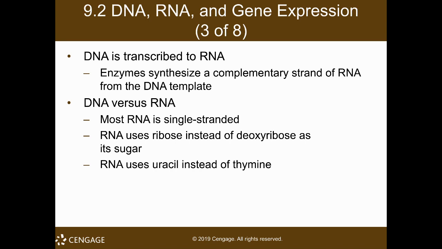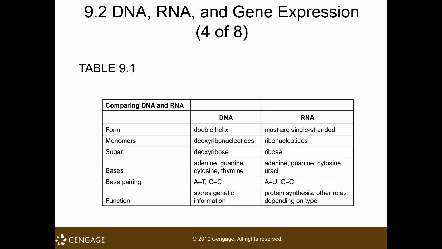Now, another difference is that RNA uses uracil instead of thymine. So, if you remember the 4 letters A, T, C, and G, instead of the thymine T, RNA uses uracil, U. But still, the base pairing is retained. That means for RNA, adenine pairs with uracil.